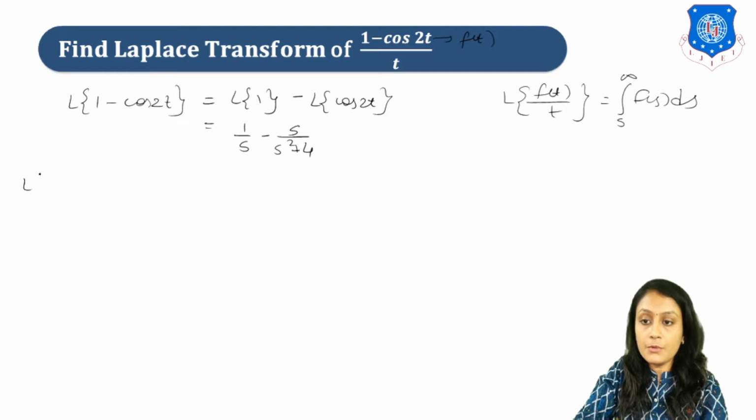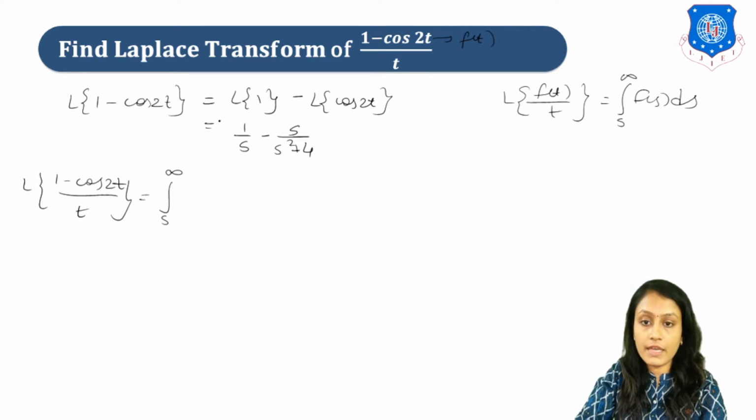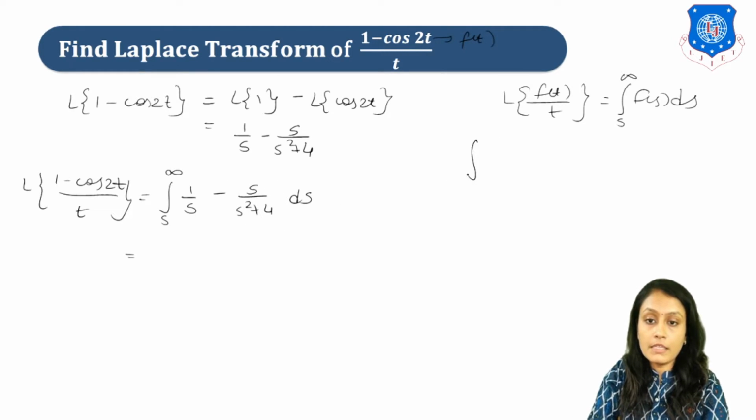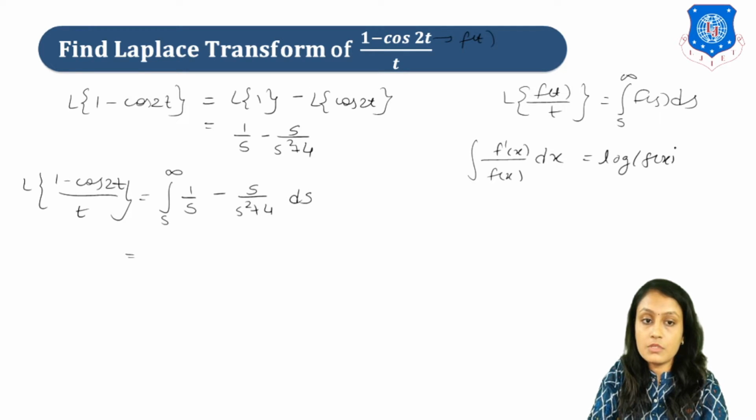Now if you divide it by t, so (1 minus cos 2t) upon t, we will get this formula, that is integration s to infinity. F(s) is 1 upon s minus s upon s squared plus 4 ds. Now we have to solve this integration. The answer of integration of 1 upon s is log s, and now we have to integrate this. So we will use this formula, that is integration of f'(x) upon f(x) dx is log f(x), right? So we will use this formula.